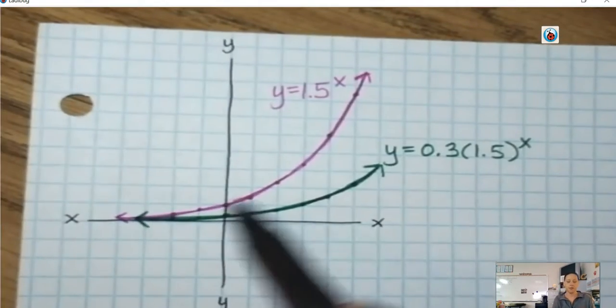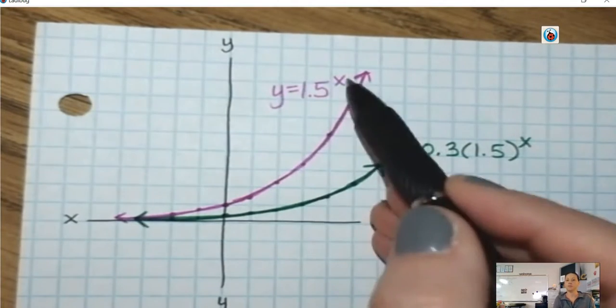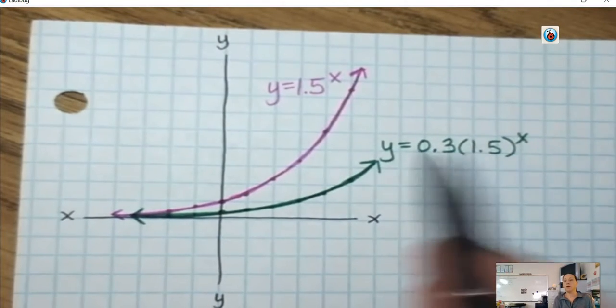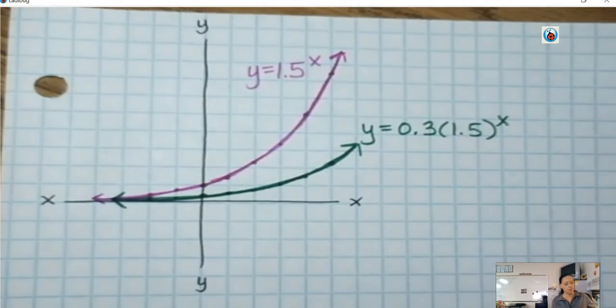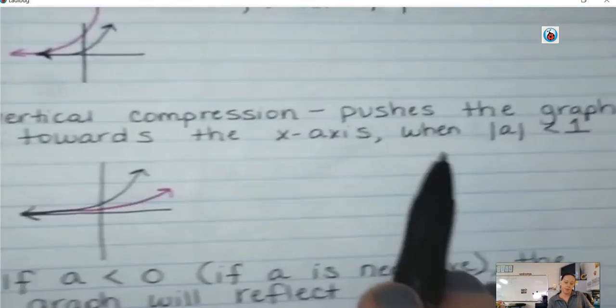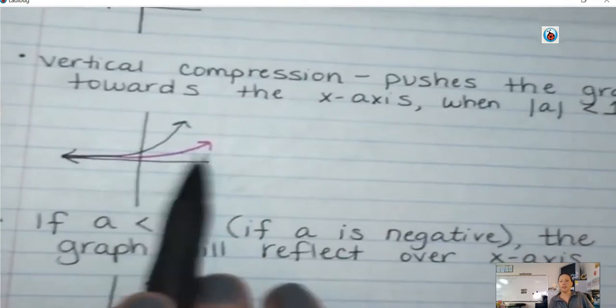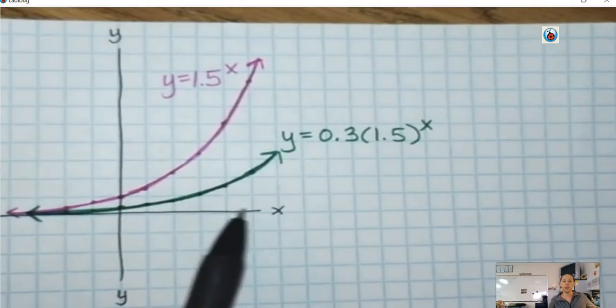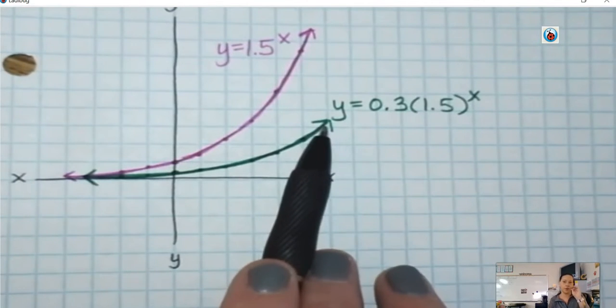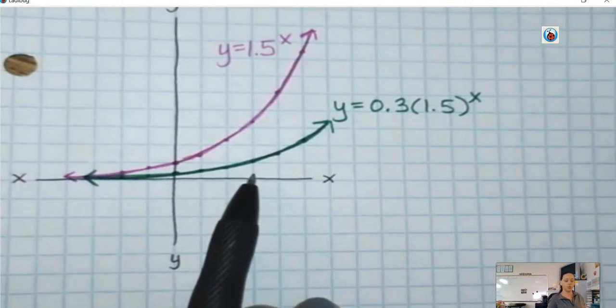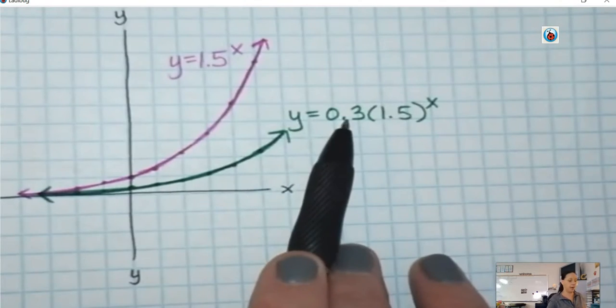That's my original graph. I wanted to know how it moved to get to the 0.3. So 0.3 is less than 1. That's when I wrote in my notes, if the absolute value is less than 1, it's going to be a compression. It gets closer to the x-axis. So that's why the second graph, the green graph, is closer to the x-axis: because of that 0.3.